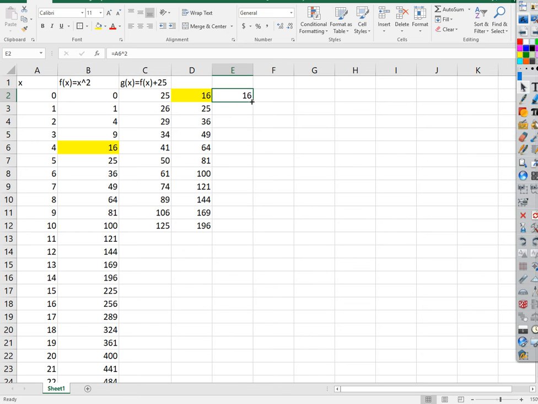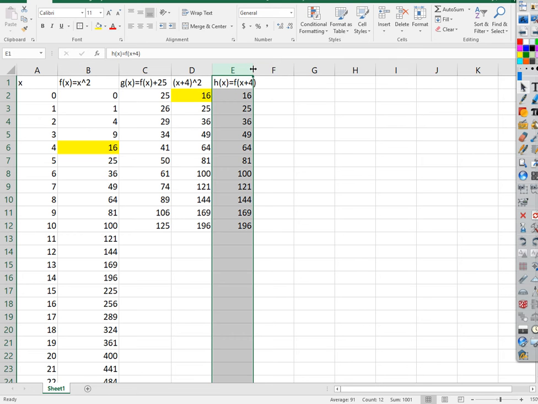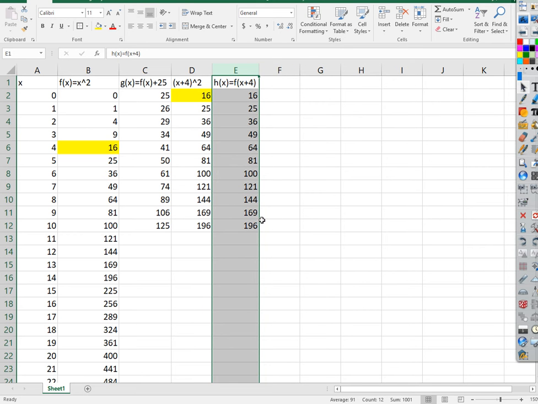And what do you know? I get the same values, don't I? Right? So how could we label these then? Well, this one we could call, maybe we could say this is some function. This is going to be x plus 4, squared. This is just g of x. Let's call it h of x. How about? Equals f of x plus 4. Everybody agree? Yes. Everybody agree? Okay.